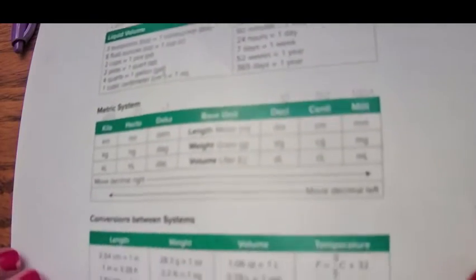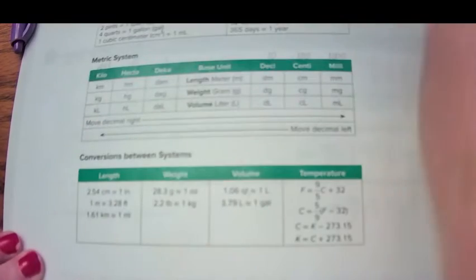Section 2.4 is talking about converting between units. And an important page that has information is page 192. 192 has all of your conversion tables.